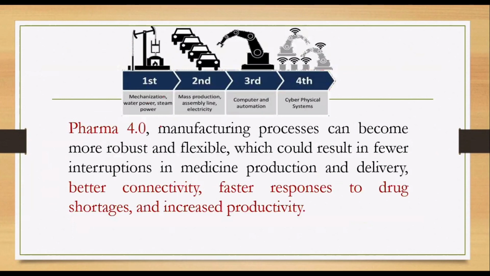So if you see Pharma 4.0, the Industry 4.0, all these things, digital supply chains, digital pharma supply chain 4.0, evolved from Industry 4.0. So first revolution, second revolution, third revolution, and fourth revolution, with different periods of time. The first revolution was mechanization and mass production, then computer automation, then cyber-physical systems. Now this is where digitization is happening.